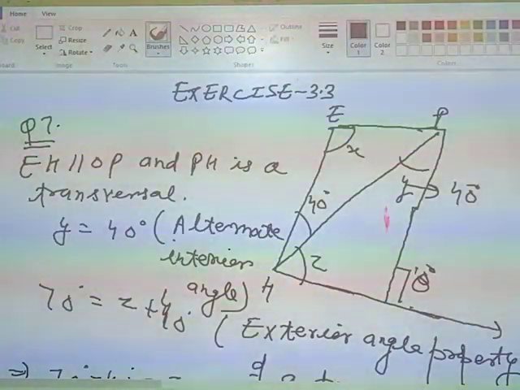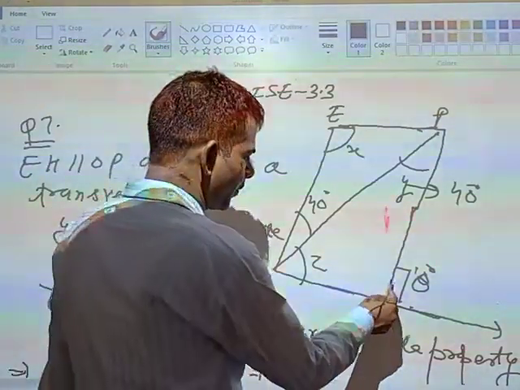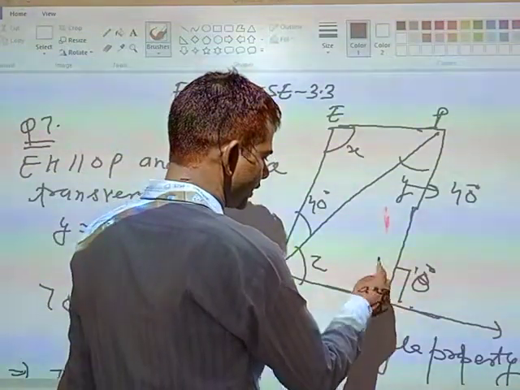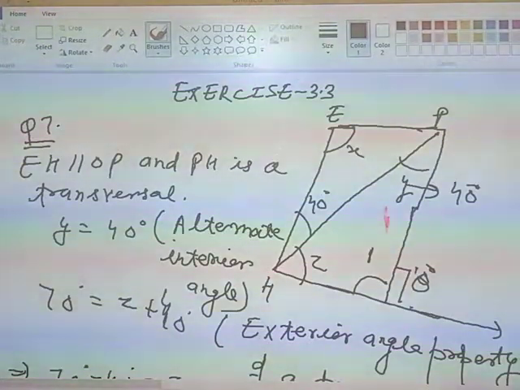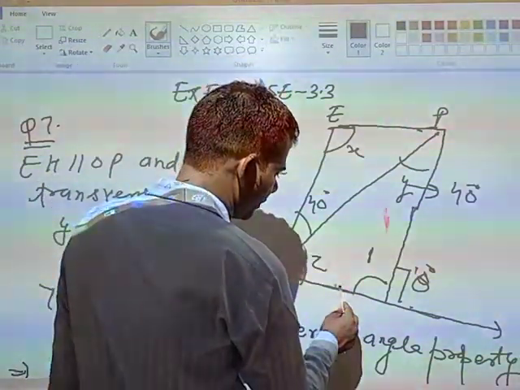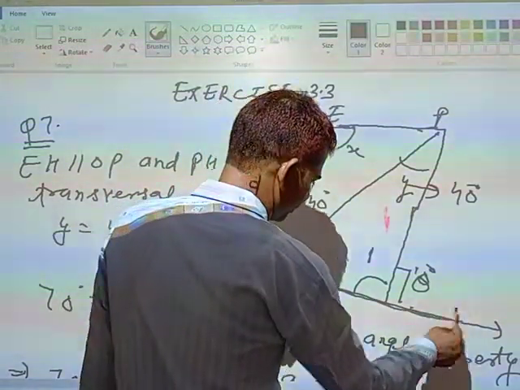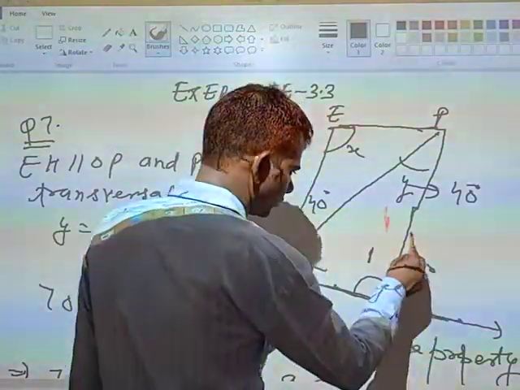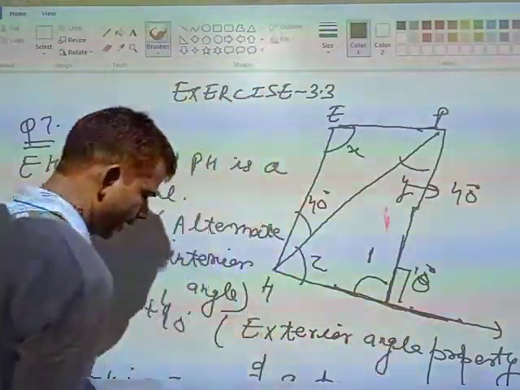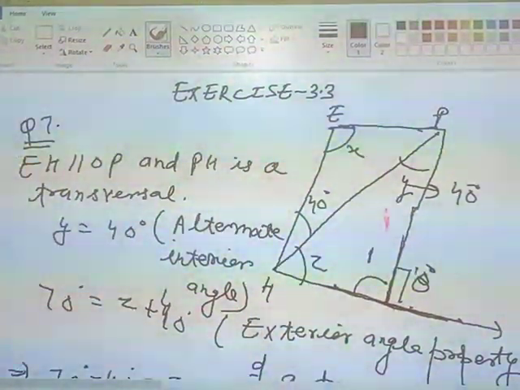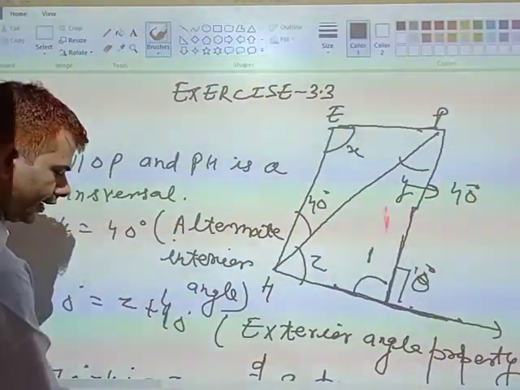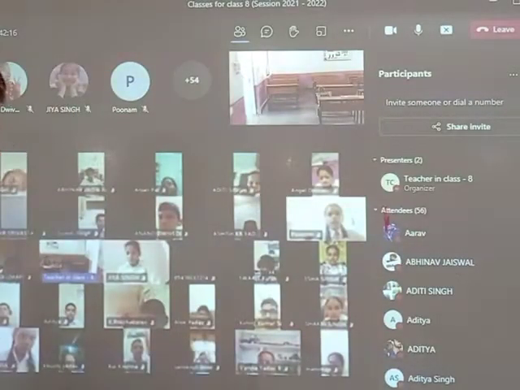No, sir. Now students, we will find out this angle. We will consider this as angle 1. Students, angle 1 plus 70 will be? Please tell me. Sir, 180. Why? Linear pair angles. Angle 1 plus 70 is equal to 180, linear pair angles.